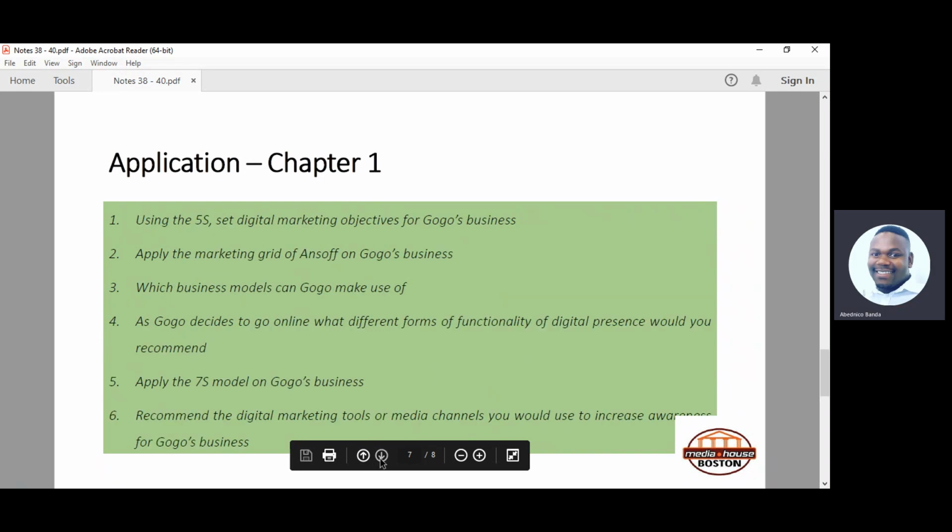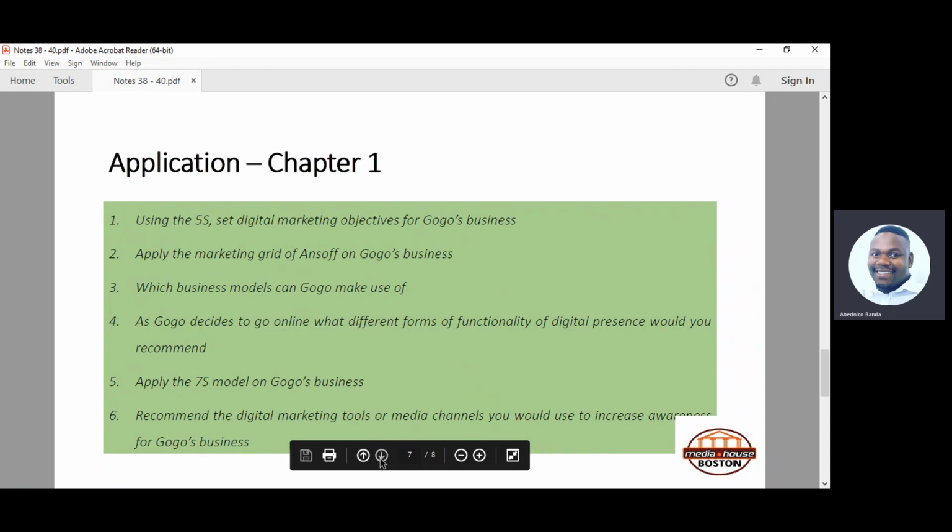Then on chapter 1, you use the 5S of goal setting. Remember those 5S: sizzling, serve, and so on. Speak. How can Gogo come up with the objectives for her business? Apply the Ansoff grid. Remember, I spoke about market development, market penetration, product development, and diversification. So you need to apply those on Gogo's business.